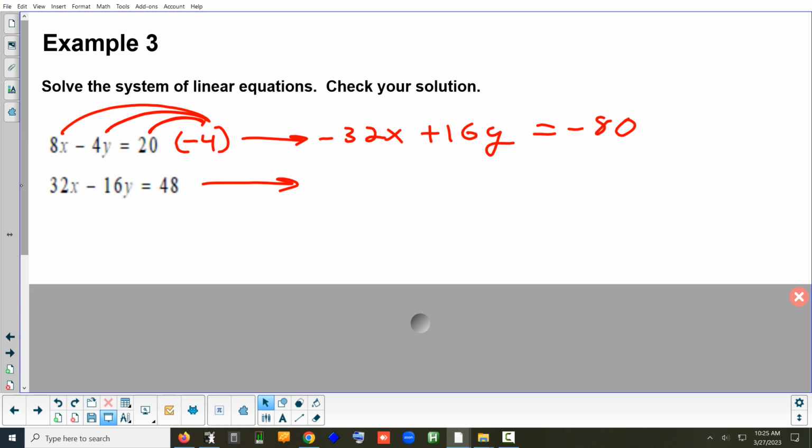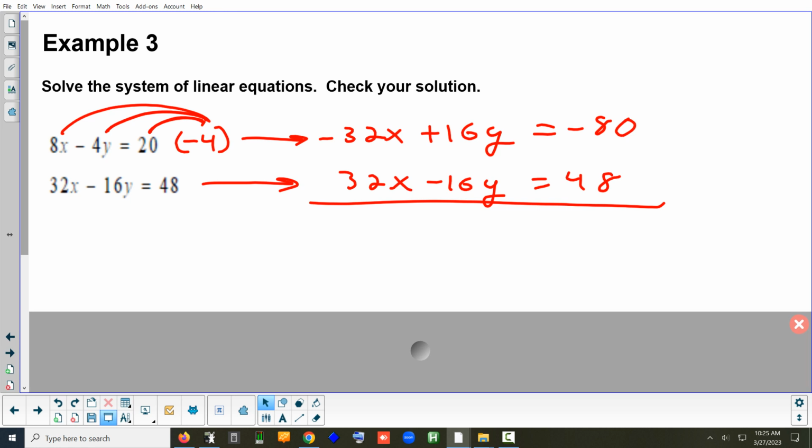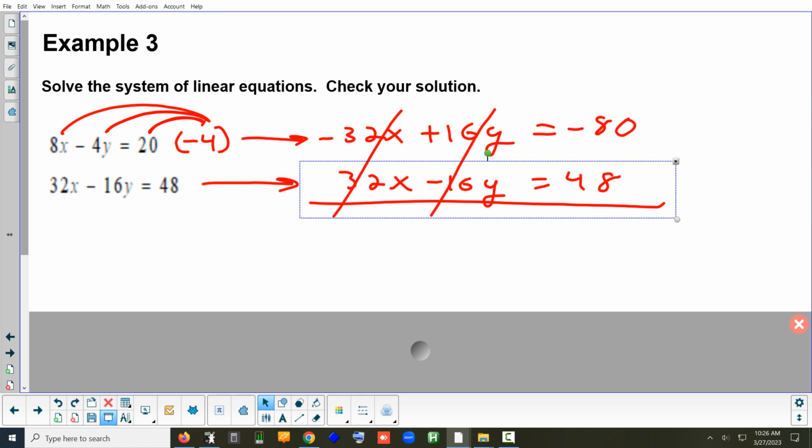And then the bottom equation, we didn't multiply by anything, so copy it over: 32x minus 16y equals 48. And now you're going to see what happens in a special case. Let's add these columns up. What's negative 32x plus 32x? They cancel out. That's why we did what we did, because we wanted to cancel the x's. Now add up the next column. Brady, what's 16y and negative 16y? 0. They canceled out.